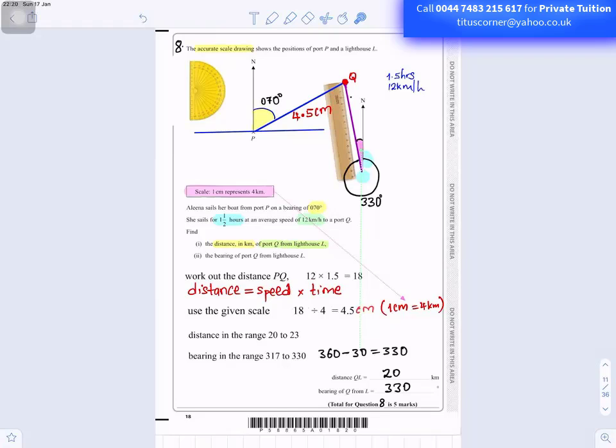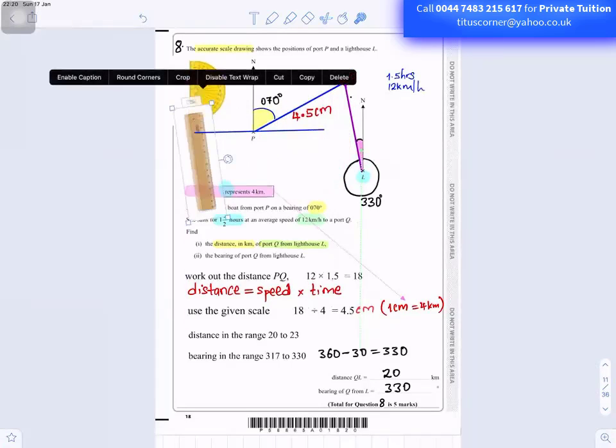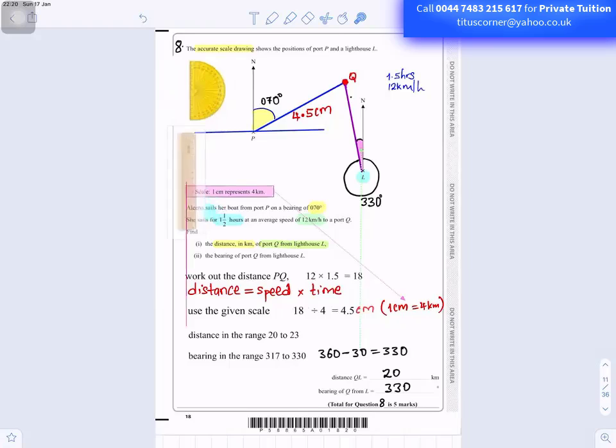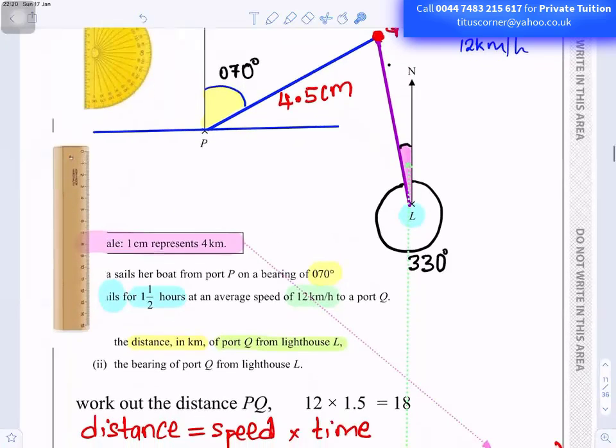Part B, find the bearing of port Q from the lighthouse. So we would use our protractor now. This time we want to measure the angle. Find the bearing of port Q from the lighthouse, so we're starting from the lighthouse. Is this angle there? This angle we're putting in red. But to measure that angle is quite tricky.